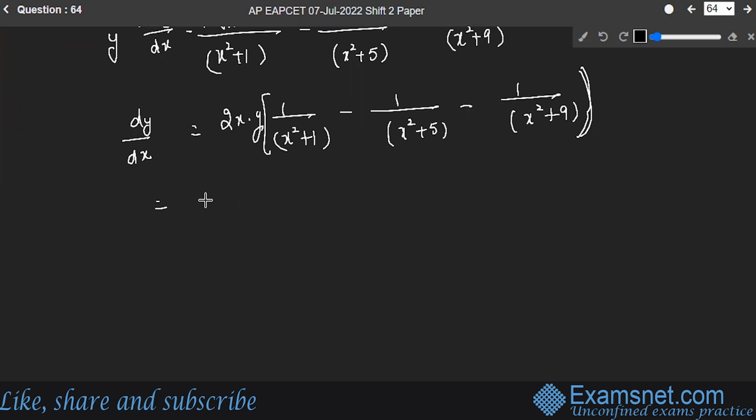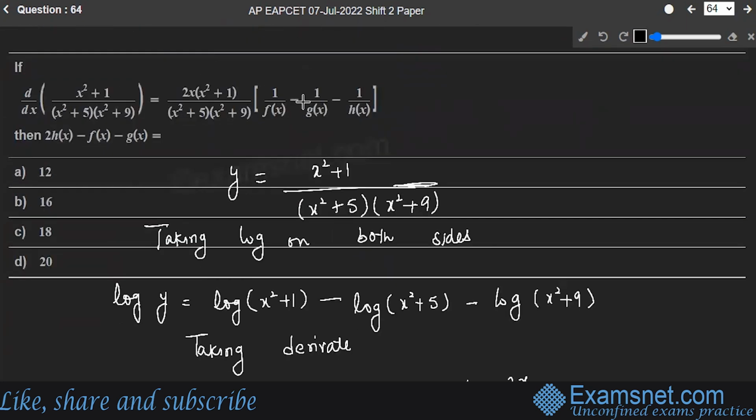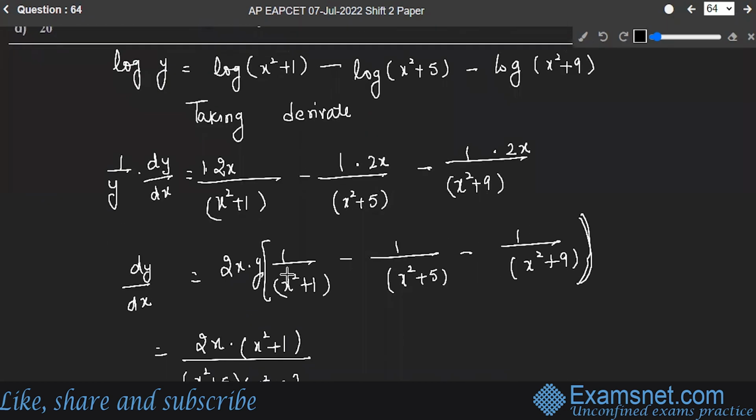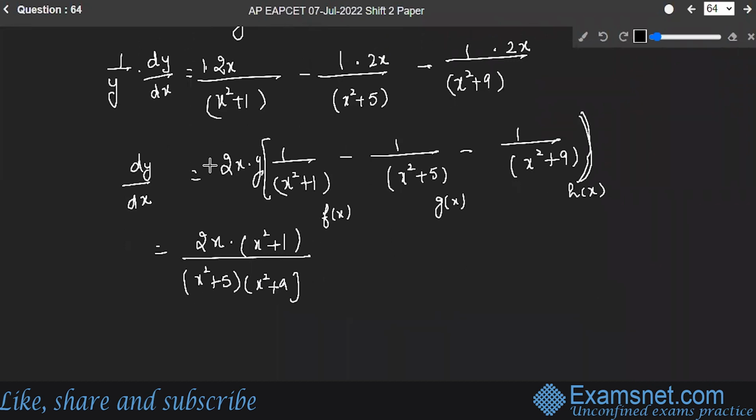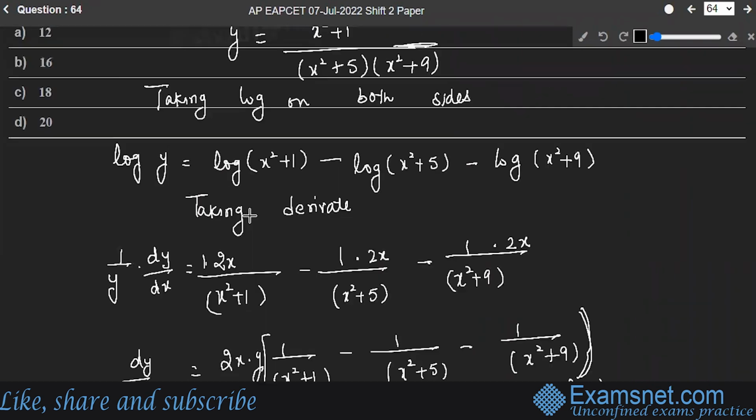Right? What is the value of y? Let's fill in. So 2x, and y was equal to (x squared minus 1) divided by (x squared plus 5)(x squared plus 9). So I'll leave this thing. I'll not solve this because, see, here are f(x), g(x) and h(x). That means three different functions of x are given over here. So this can be your f(x), this can be your g(x), and this one can be your h(x).